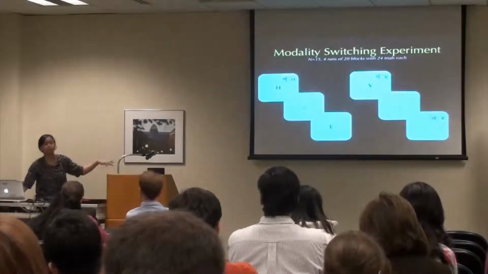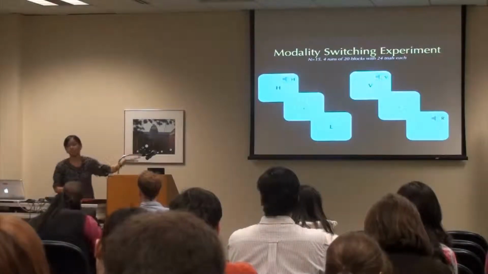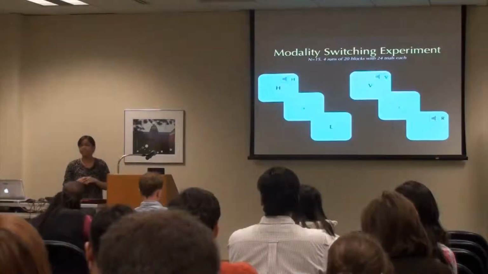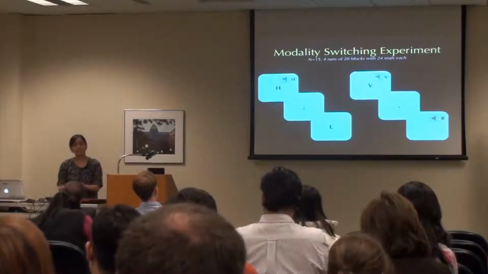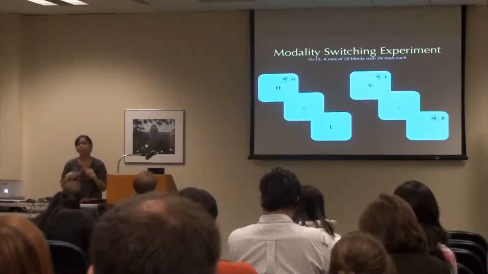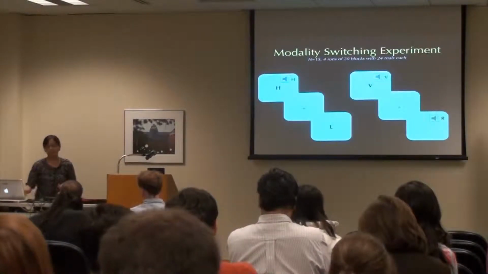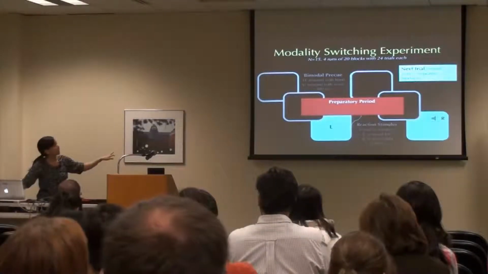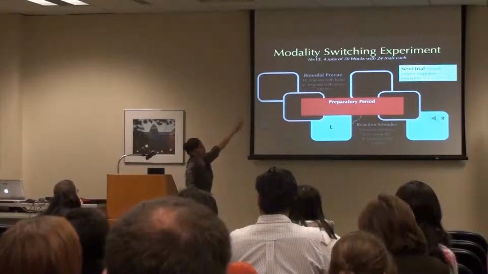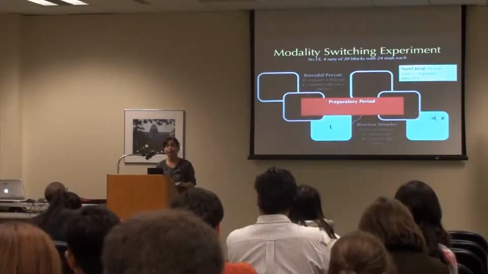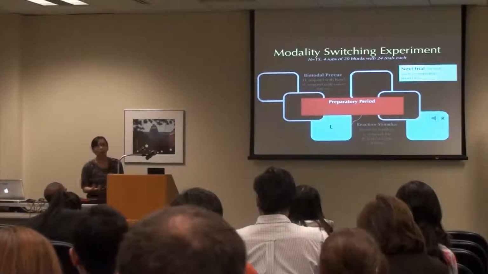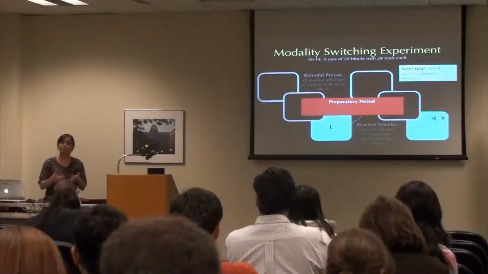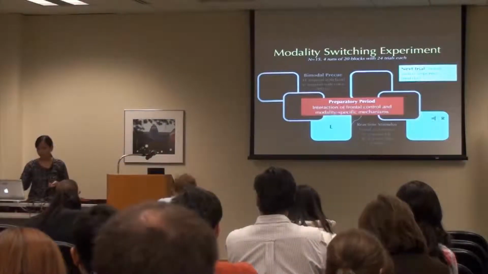So just to refresh your memory, we use this in the context of this experiment where we have cues at the beginning telling people how to respond. At the end, they get a stimulus and they respond based on the cue that they were given for that trial. And what we're interested in looking at is this preparatory period, this time after the onset of the cue, where we want to know what subjects are doing in order to prepare for the response.